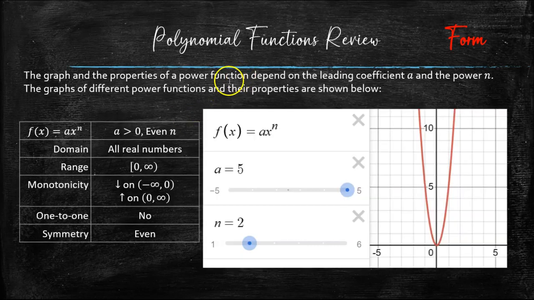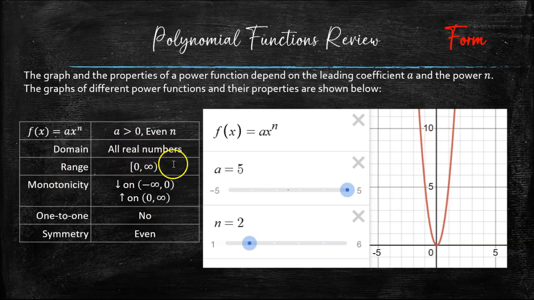The graph and the properties of the power function depend on the sign of the leading coefficient a, so whether it's positive or negative, and on whether the power n is even or odd. So when n is even and a is positive, this is the graph you get. It's kind of parabola looking when n is 2, but as n increases, it gets sharper, steeper, and it is not called a parabola anymore.